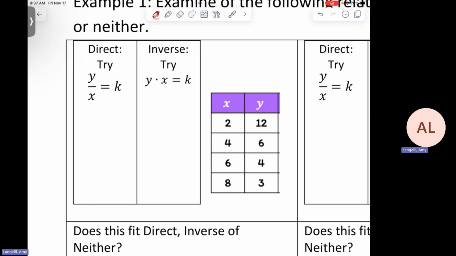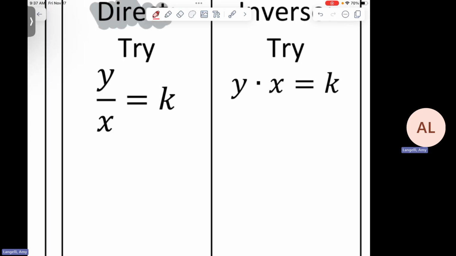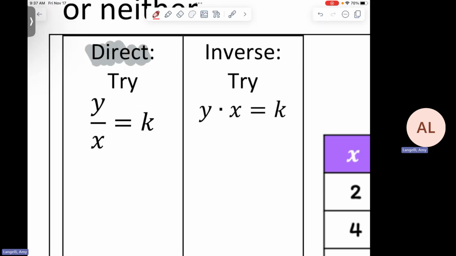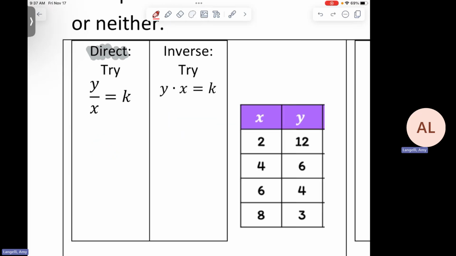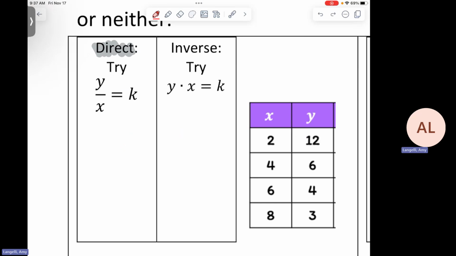In order to try direct, now give me just 1 second because this looks kind of confusing. To try direct, how would you move this x to the other side if I said, hey, can you get y by itself? You would multiply. So if you're like, that's not the direct equation, that is the direct equation. I just got k by itself. Okay, so what we're going to do is try all those y's divided by all of those x's. I'll do the first one. I'm going to try 12 divided by 2. It's like slope. What's 12 divided by 2?